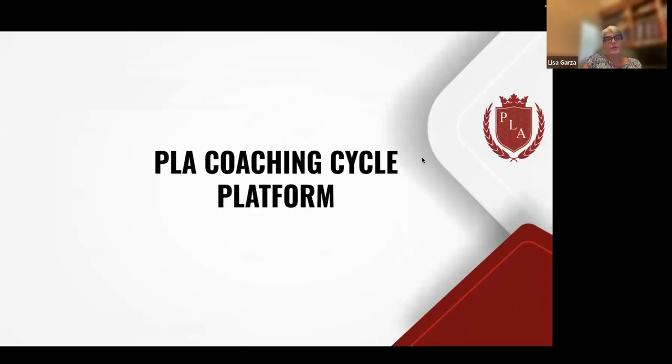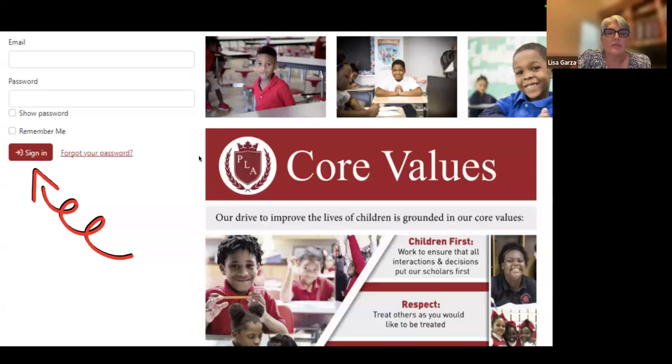We want to share next with you what the PLA coaching cycle platform looks like. You will be given a link, and that's one of the resources here in the course that you can access, that will take you to the coaching cycle platform. This is what the landing page looks like for the coaching cycle. It is the platform, and you will be able to log in by putting in your work email address.